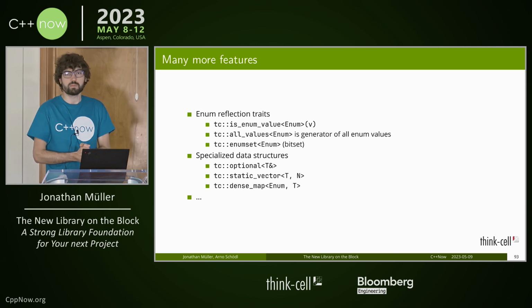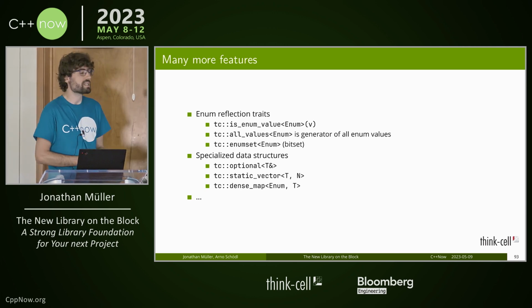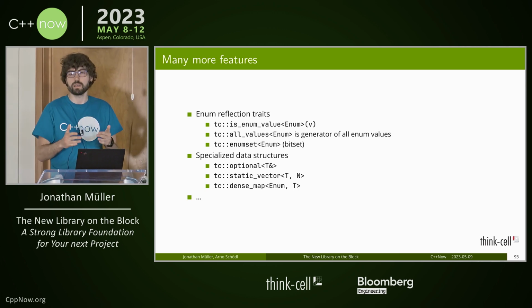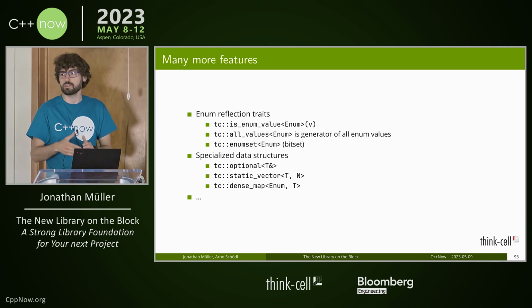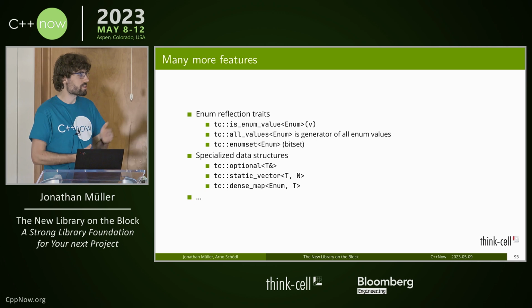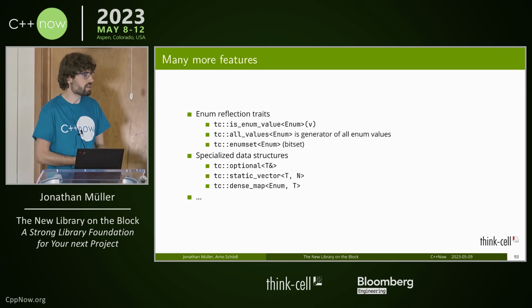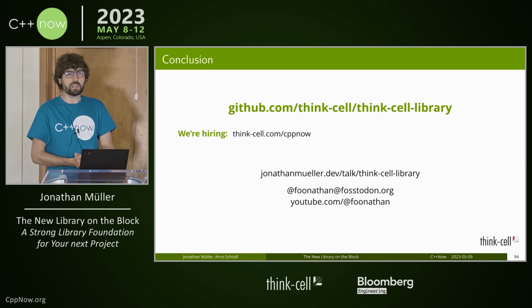We've also got many specialized data structures. For example, we've got an optional with reference support, which has the correct semantics on assignment. We've got a static vector, which is like an array, it has fixed capacity but dynamic size, and we're probably going to add a short string optimized vector as well. We've also got stuff like a dense map, so this maps enum values to things in an optimized way, and so on. So all of that is on GitHub currently.